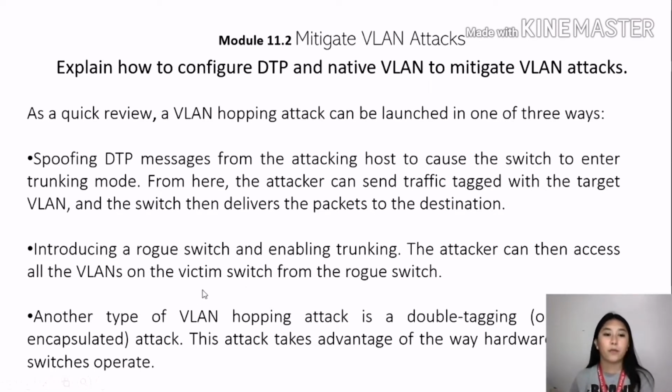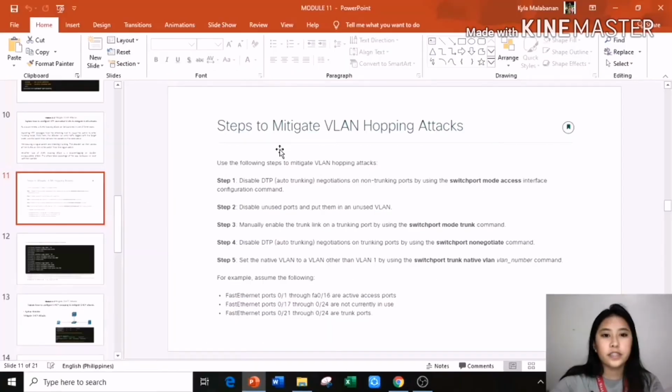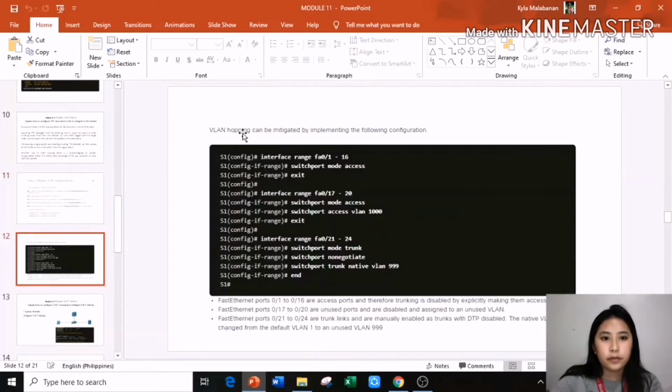Another type of VLAN hopping attack is a double tagging or double encapsulated attack. This attack takes advantage of the way hardware on most switches operates. So these are the steps to mitigate VLAN hopping attacks. VLAN hopping can be mitigated by implementing the following configurations.